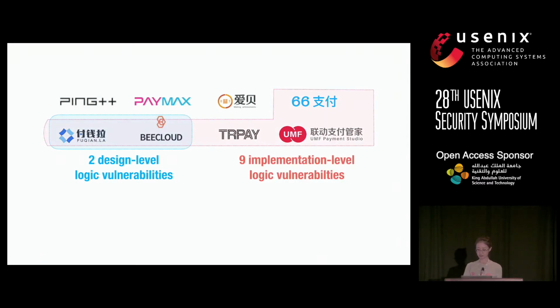For the design vulnerabilities, both syndicators, called Fuchena and Big Cloud, do not have visibility of the third-party payment's secret key. So they can't verify the signature of the message from the third-party payment.